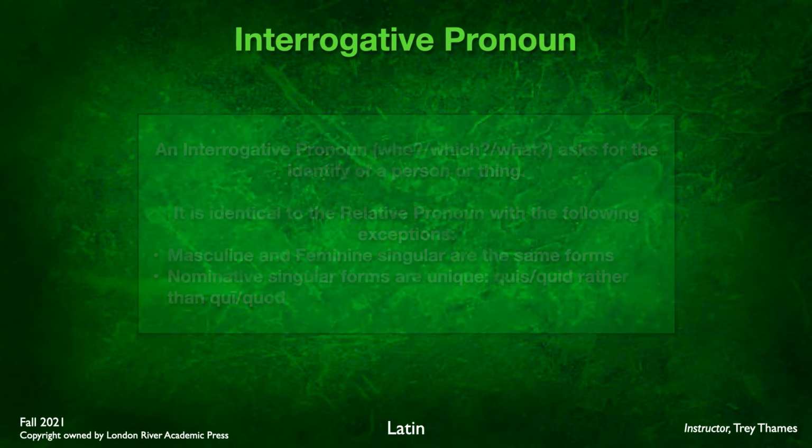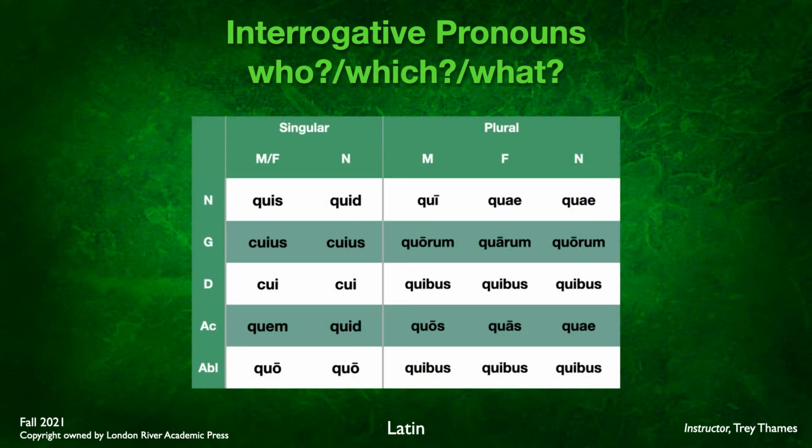Now let's go ahead and look at our chart here for the interrogative pronoun. Now, by a little bit of review, if you remember our relative pronoun, which was simply who, which, what, or that, it's qui, quae, quod, cuius, cuius, cuius, cui, cui, cui, quem, quam, quod, quo, qua, quo, etc. And the plural forms were qui, quorum, quibus, quos, quibus, etc.